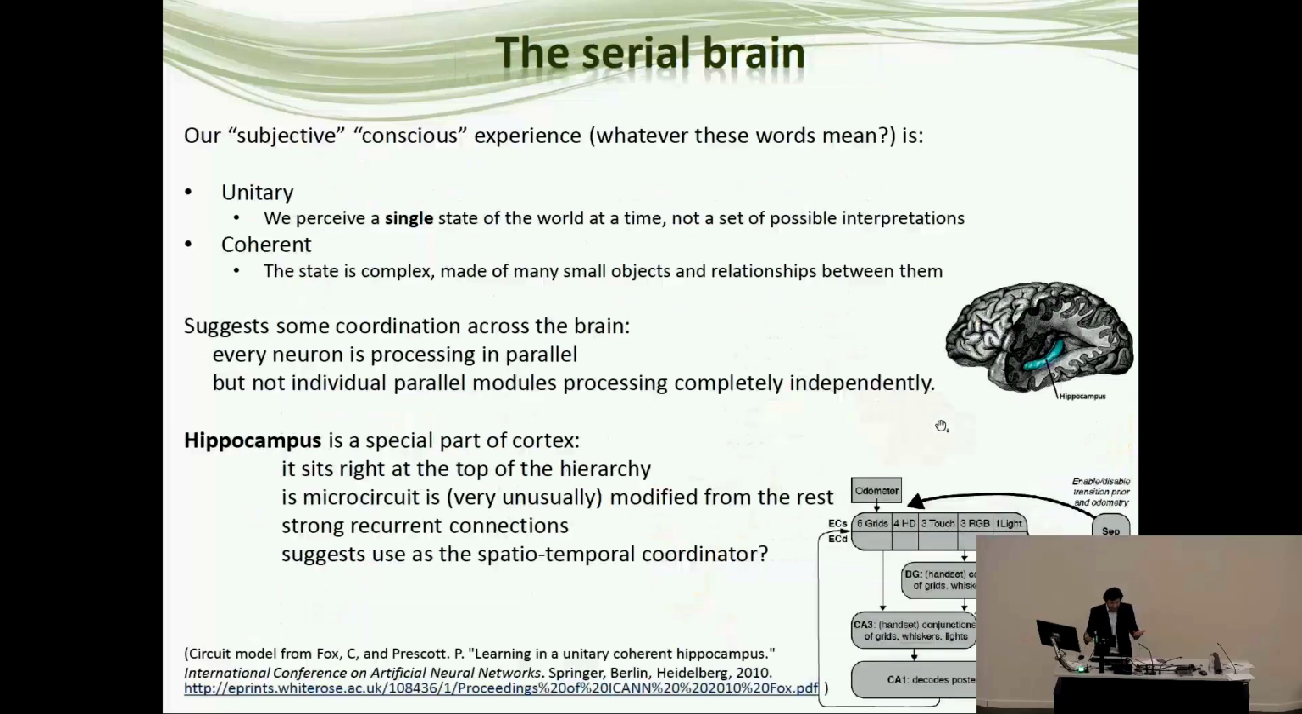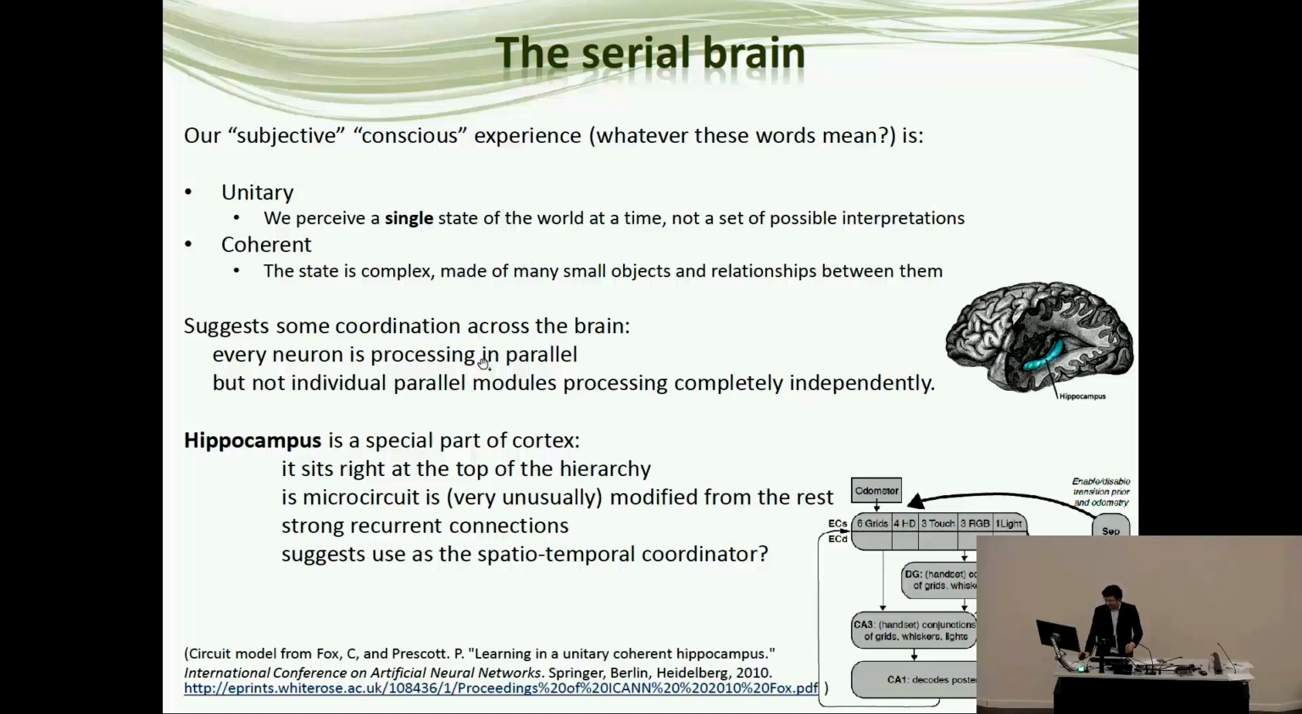There's also a serial aspect to the brain. You do all that parallel stuff, but your experience of the world is what we call unitary and coherent. It means you only experience a single version of the world. It's a complex state of the world, but you perceive the world in one state at a time, not as a set of different interpretations. And explaining how that serial architecture emerges from the parallel components remains a very, very open research challenge.